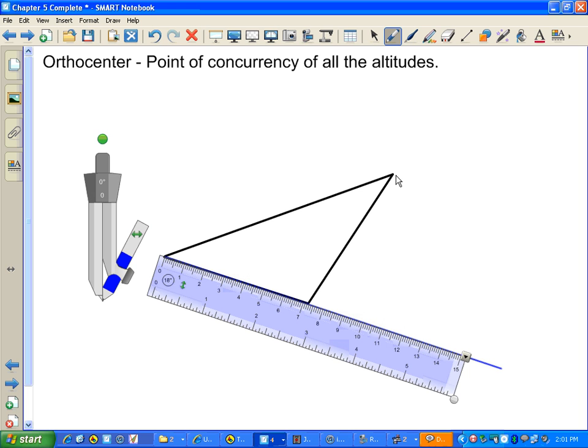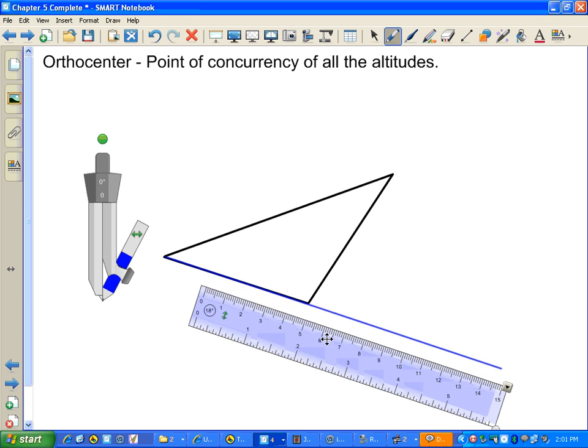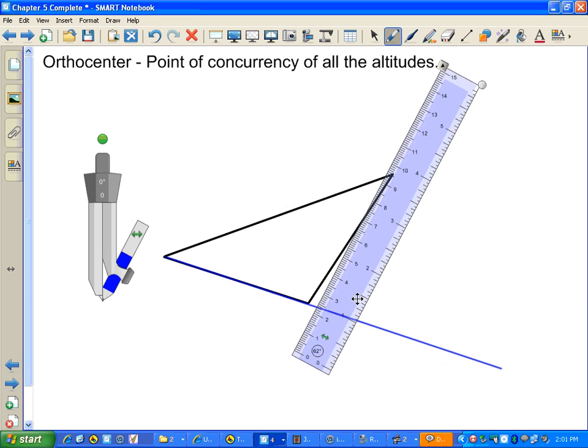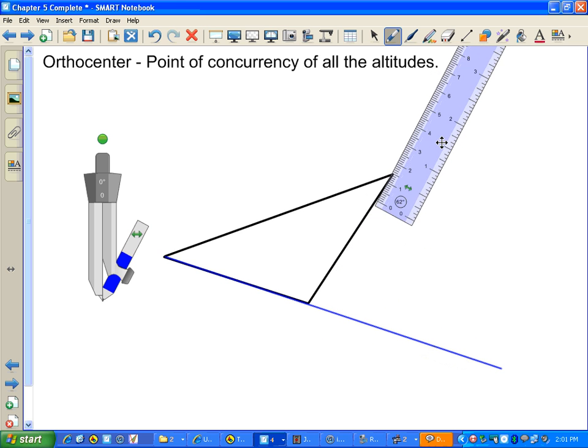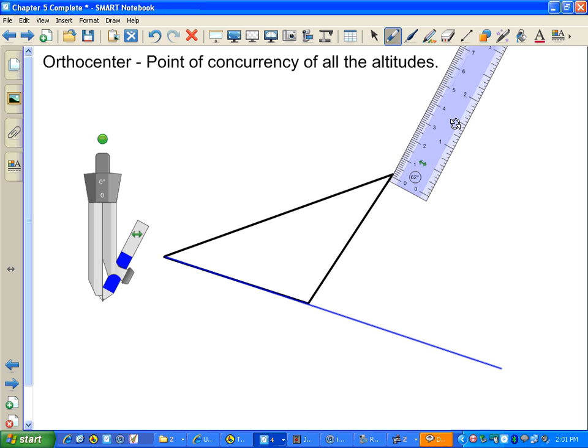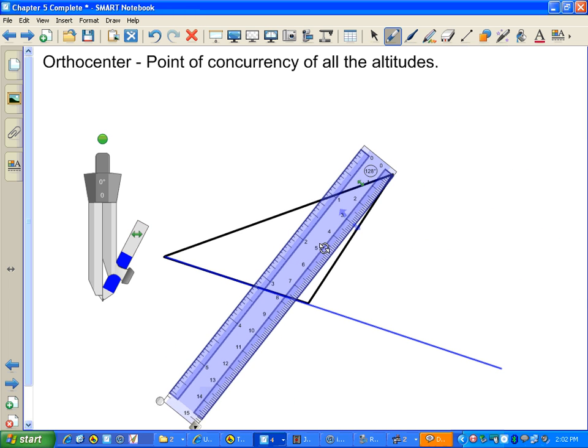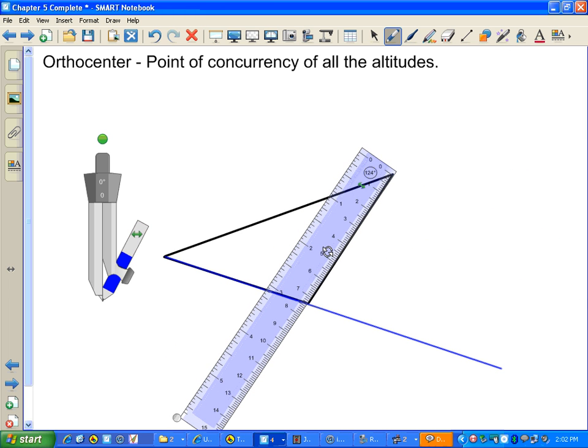Which other one might not make it? Let's see. This one's perpendicular to that side. This one will make it, because it's got to be perpendicular here, and this one has to be perpendicular to this, so I might need to extend this other side as well.